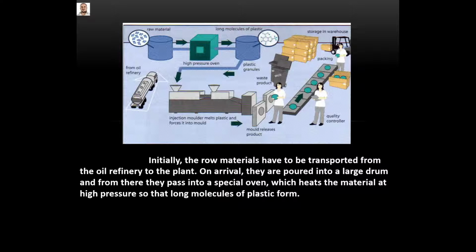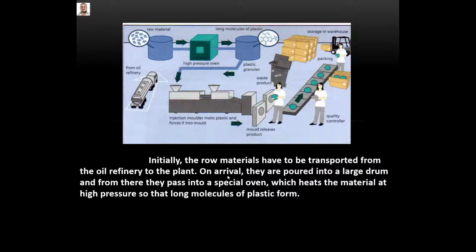The special oven heats the material. How did I know it heats? Because we have the high pressure oven, which heats the material at high pressure so that long molecules of plastic form. Again, we start from the first step. Initially, the raw materials have to be transported. How did I know transported? Because we have a lorry. That means they are transported from the oil refinery, which is mentioned here, to the plant.